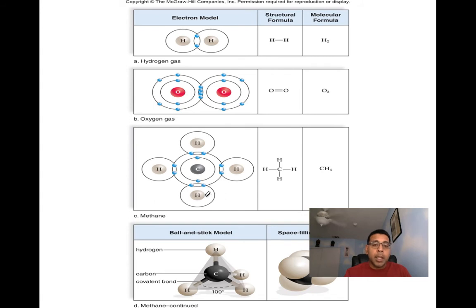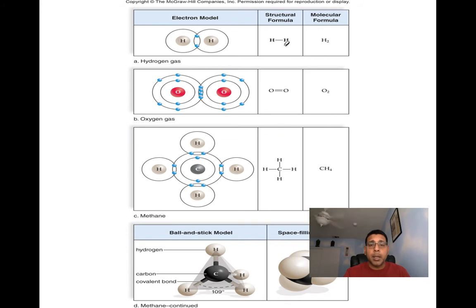So here you can see one carbon can share electrons with 4 hydrogens: 1, 2, 3, 4. Because the hydrogens have 1 electron each, and the carbon has 4 in its outermost shell, the 4 and its 4 equal 8, and it achieves stability. And it forms, as you can see here, methane gas, the methane molecule, CH4.